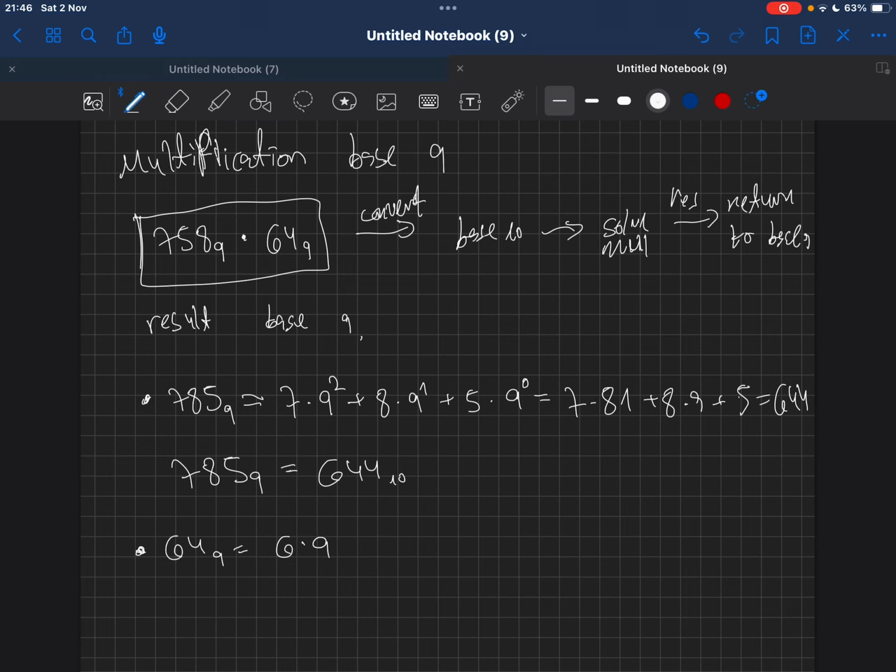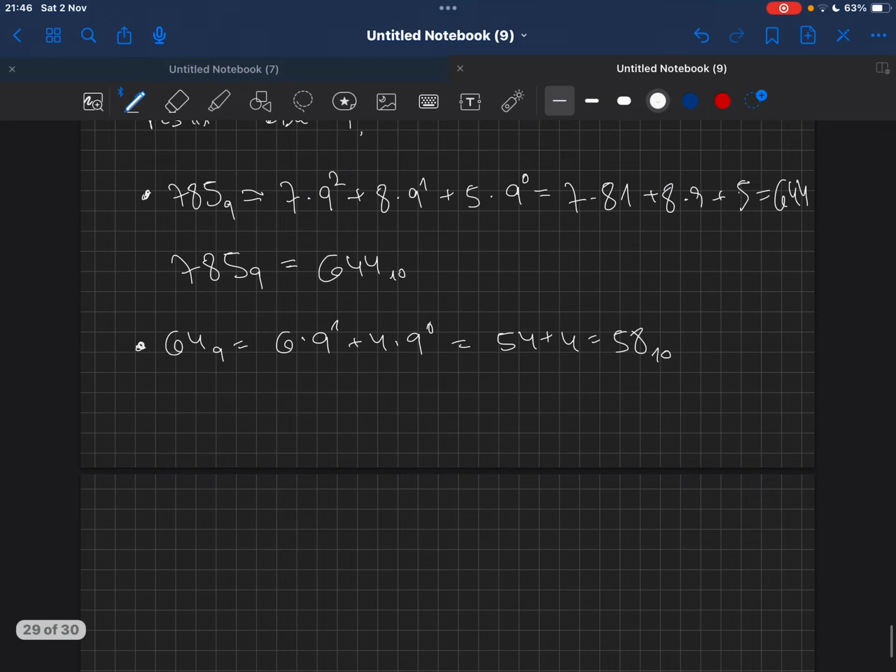So for 64 in base 9, we take 6 times place 1, plus 4 times place 0. Okay, so let's just solve it. This is 54 plus 4, which is 58 in base 10.